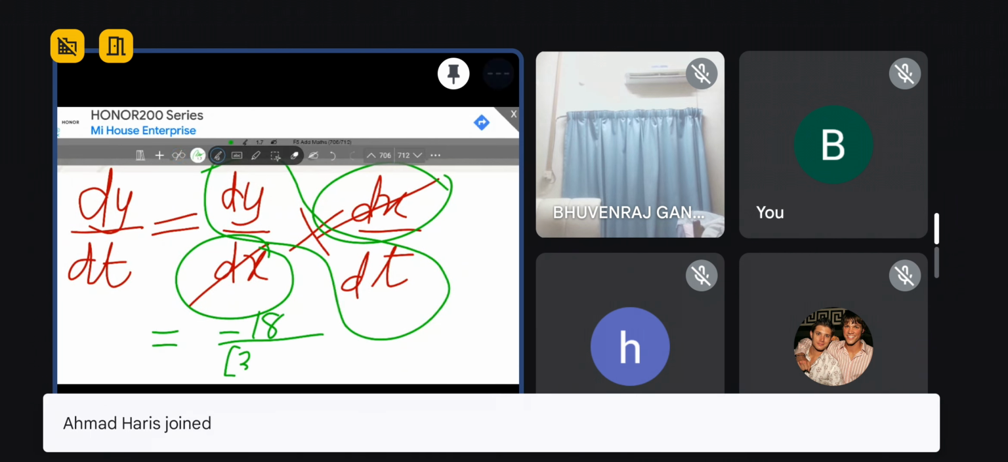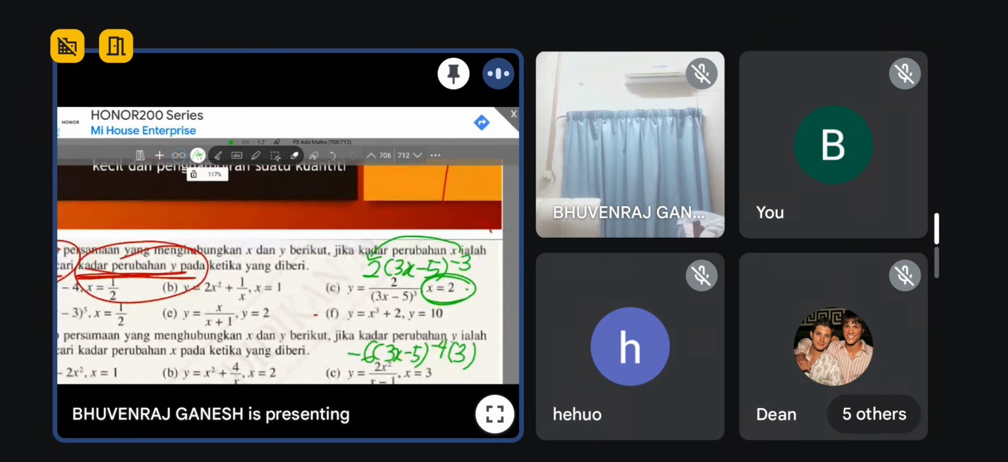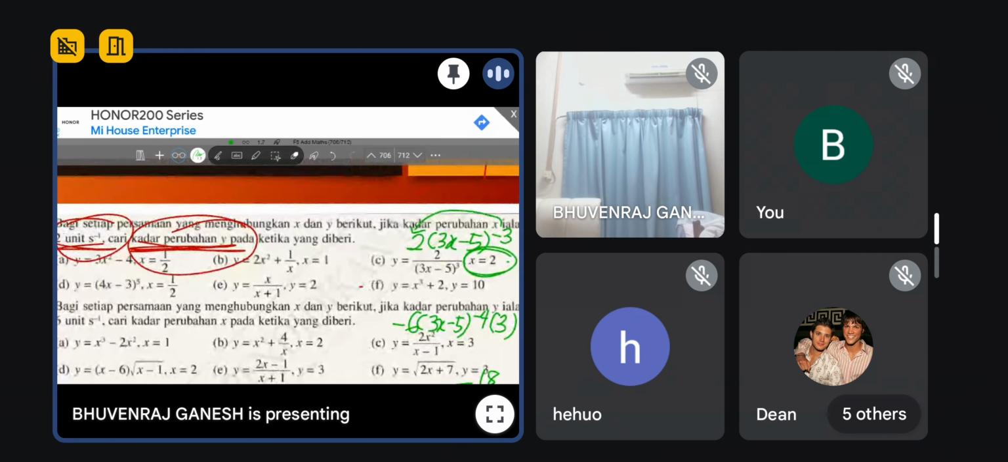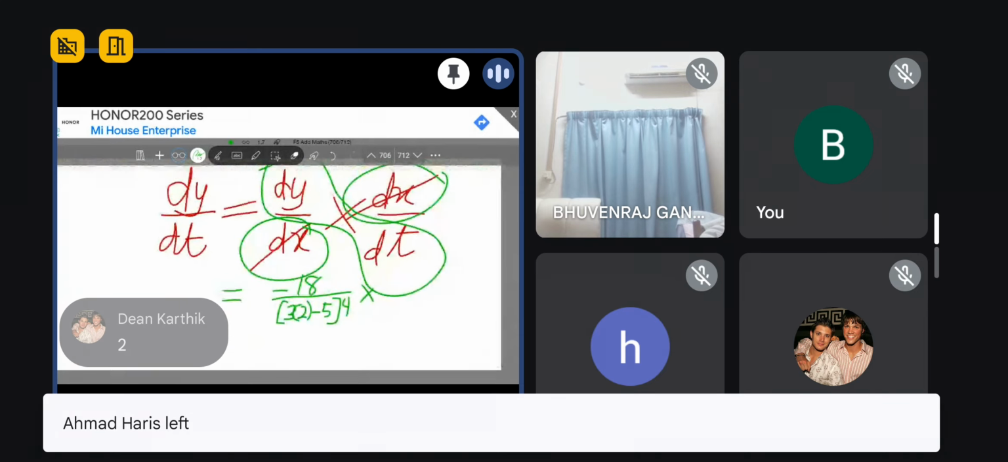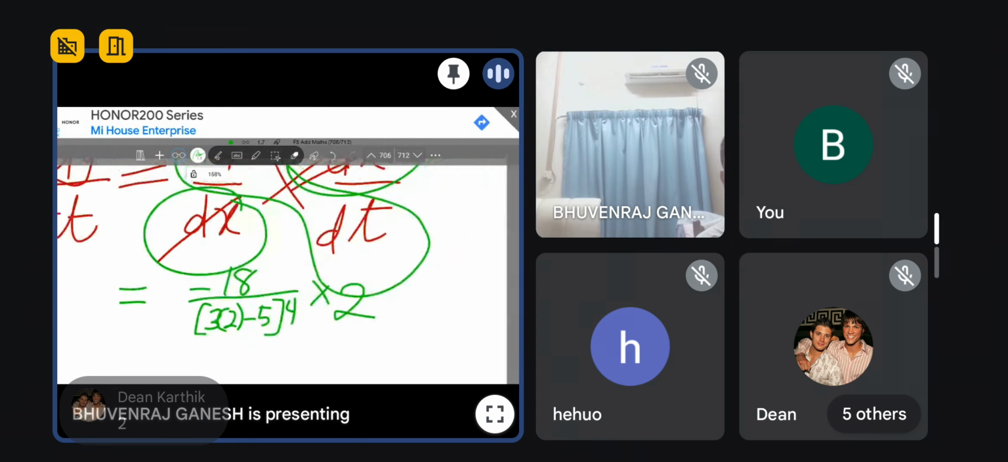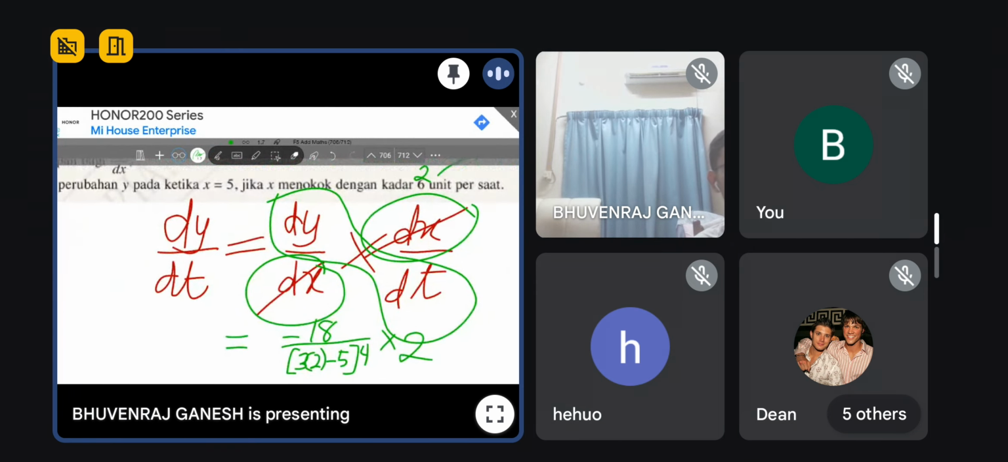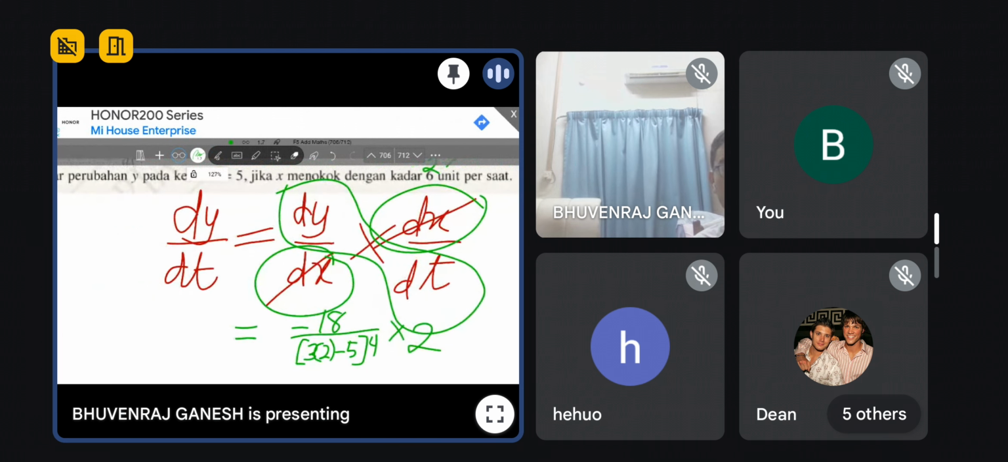bahagi 3 times 2 minus 5 power 4 kali dengan dx dt. dx dt is, where is it? 2. Okay, the value is 2. So then you just press calculator, you get the answer. Okay, so do you understand, guys, how to solve question C? Boleh faham?